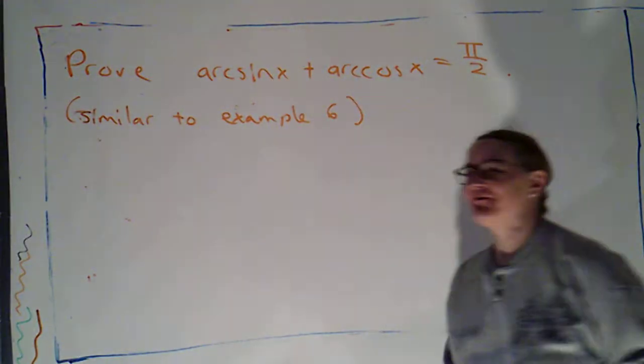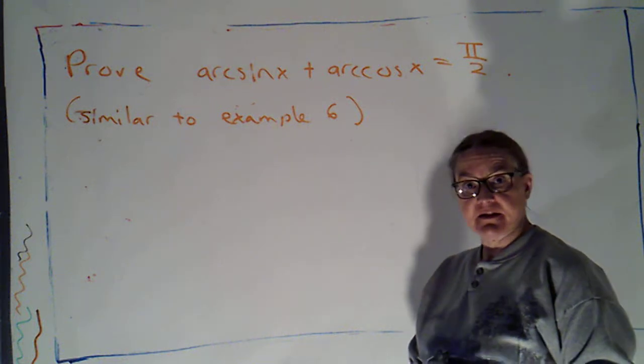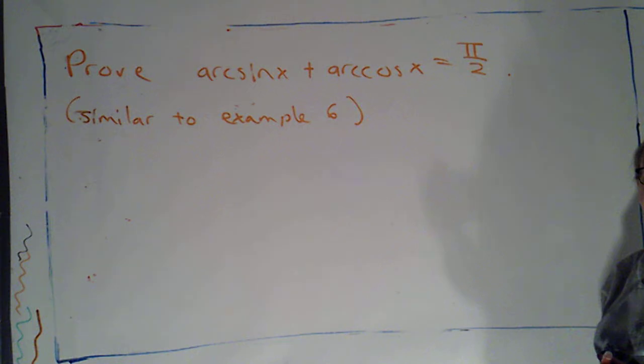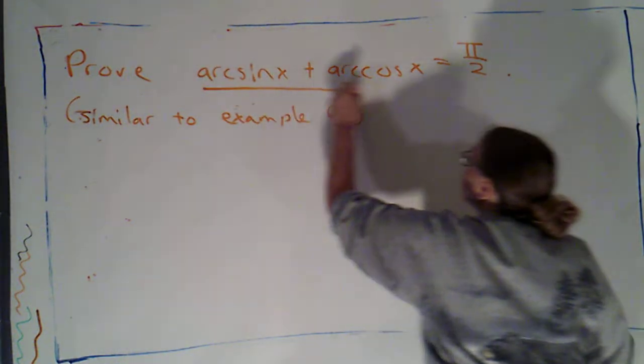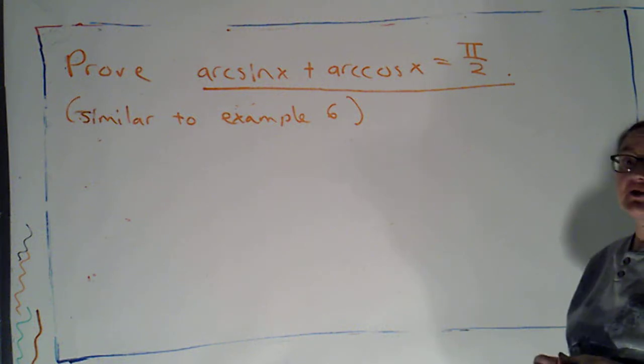This is our last video for section 4.2. We ended last time talking about the constant difference theorem, and I just wanted to show you one example of that. I'm going to prove an inverse trig identity. The inverse trig identity is that arc sine of x plus arc cosine of x equals pi over 2.